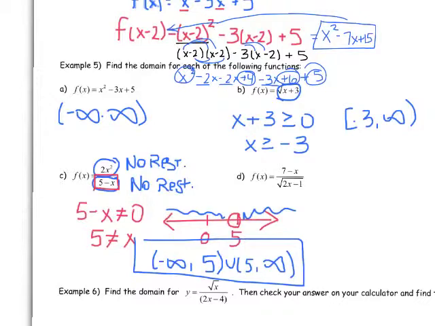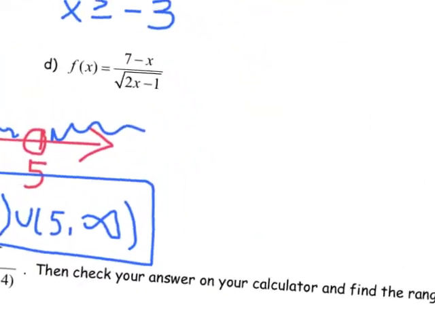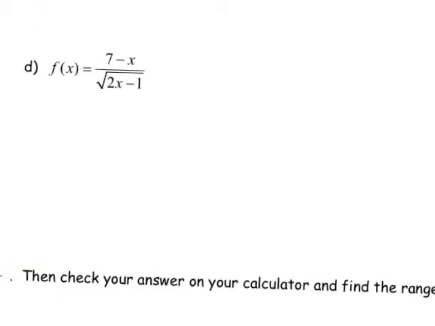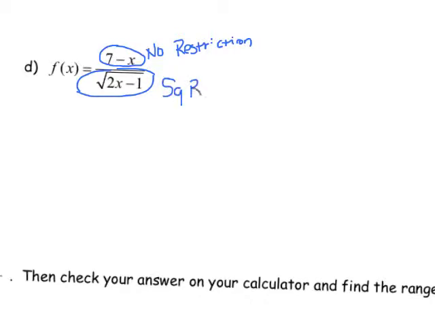Okay. So in question D, we have 7 minus x and then square root 2x minus 1. So let's do it kind of in the same way. We look at that top and we say, well, there's no restriction there. And then if I look at the bottom, I say, well, that's a square root. And square roots have to be greater than or equal to 0. But not only is that a square root, but it's a square root that's in the denominator. And when it's a denominator, it can't be 0.